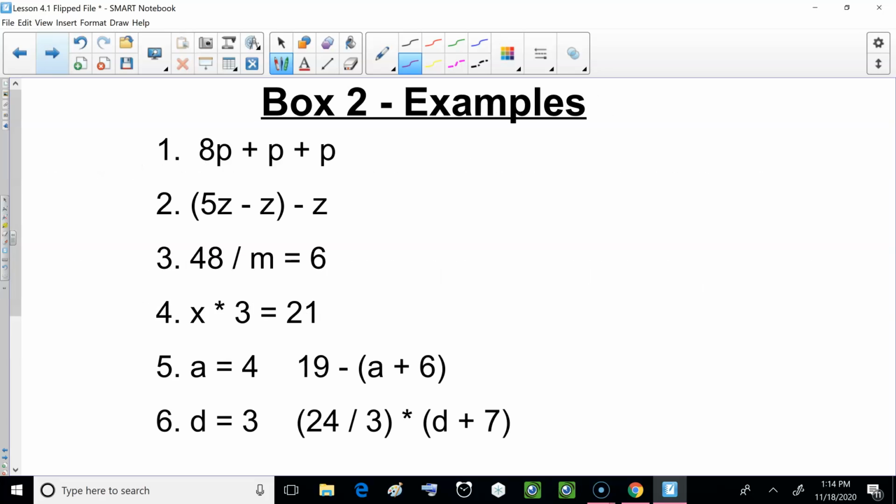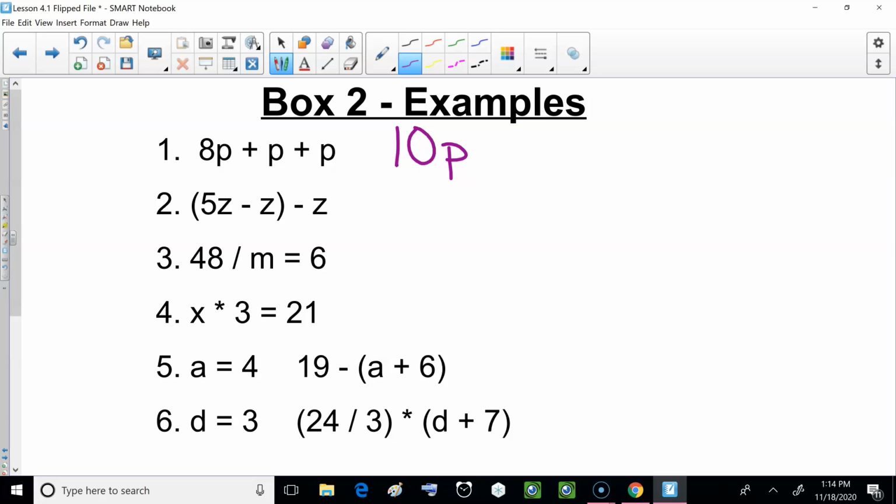Today we have 6 examples that we're going to go through. How do you work these? How do you solve them? What are you going to do with them when you see them in your activities today? First off, we have 8p plus p plus p. Notice there's no equal sign, so we're not trying to find out what they equal. Really we're simplifying, putting these terms together. So 8p plus another p gives us 9p, plus another p gives us 10p. So it simplifies to 10p.